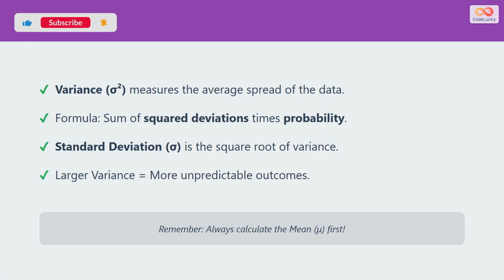To wrap up, remember that variance measures the average spread of your probability distribution. You calculate it by summing the squared deviations weighted by their probability. A higher variance means your outcomes are more risky or unpredictable.